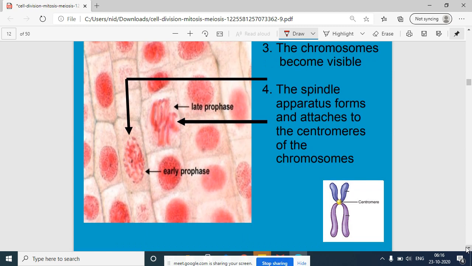Next, the chromosomes become visible. We can see such things starting to appear. The spindle apparatus forms and attaches to the centromeres of the chromosomes. Now this is the early prophase, when it has just started, but this is late prophase, in which you can actually see somewhat of the visibility of the chromosomes also. Now the spindle apparatus forms and attaches to the centromeres of the chromosomes. So there's a lot of spindling there.